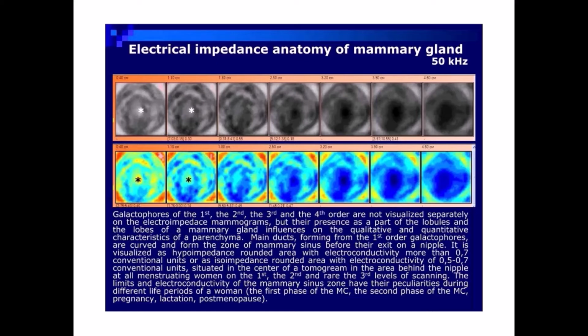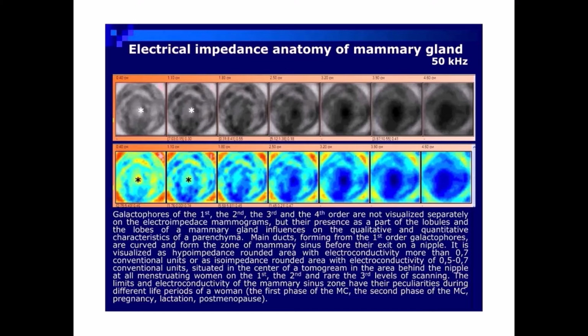Main ducts, forming from the first order galactophores, are curved and form the zone of mammary sinus before their exit on a nipple. It is visualized as hypoimpedance rounded area with electroconductivity more than 0.7 conventional units, or as isoimpedance rounded area with electroconductivity of 0.5 to 0.7 conventional units, situated in the center of a tomogram in the area behind the nipple at all menstruating women, on the first, the second and rarely the third levels of scanning.